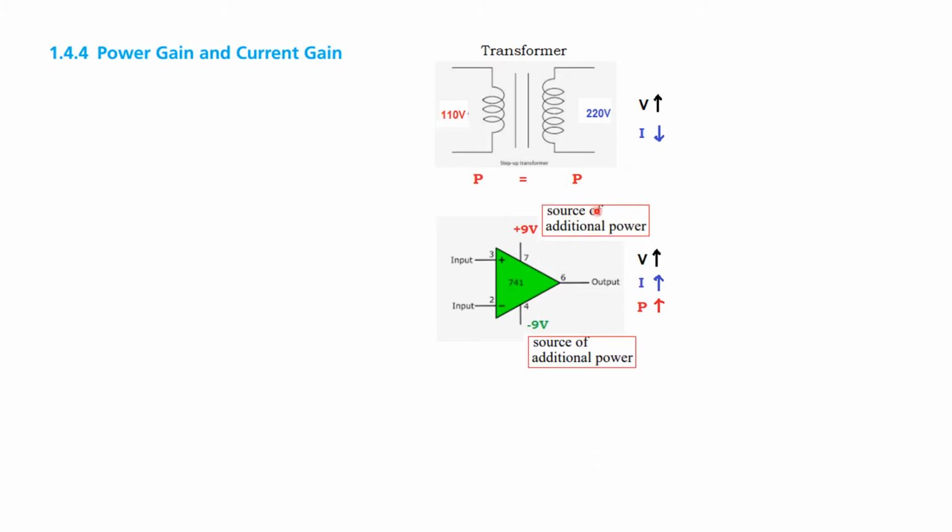So this is the source of additional power. There is another voltage source. So this is also the source of additional power. And so in this case, the power gain will be the load power, P load, divided by the input power. Whatever load is connected here, we expect its power to be more. So that power divided by the input power will be called the power gain.